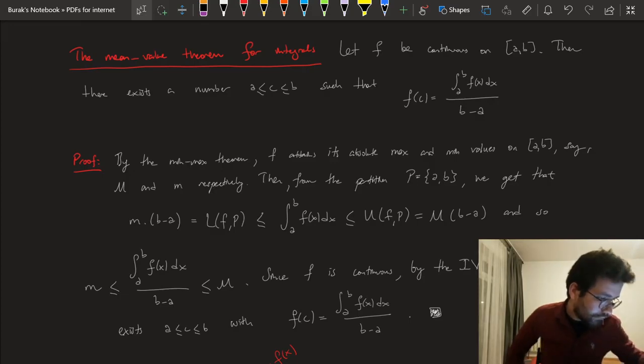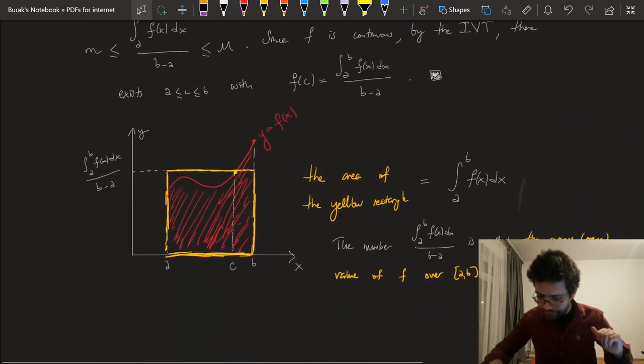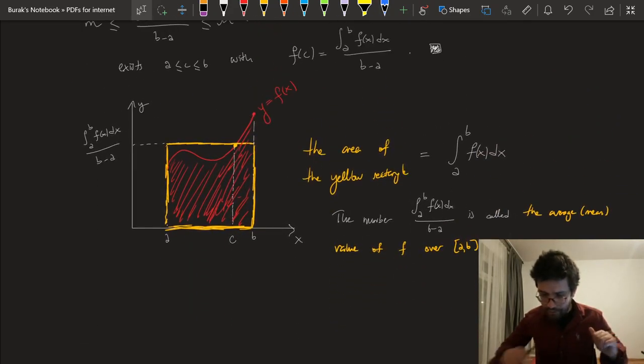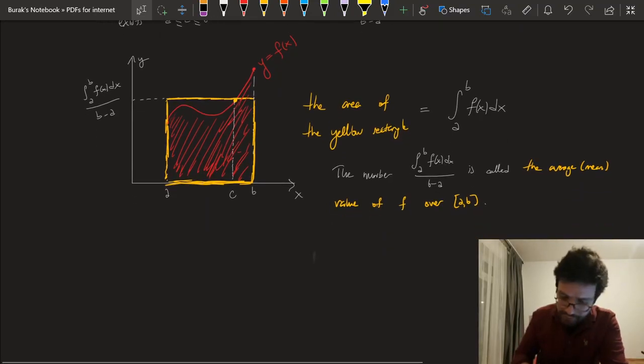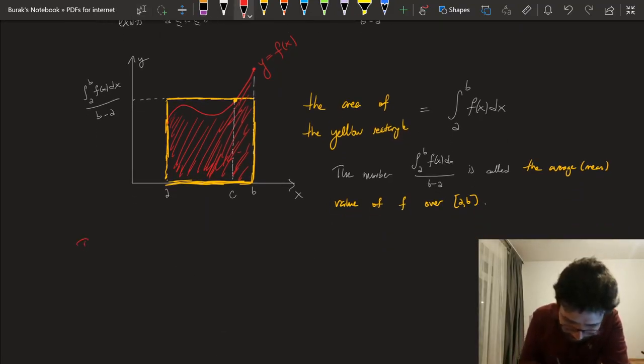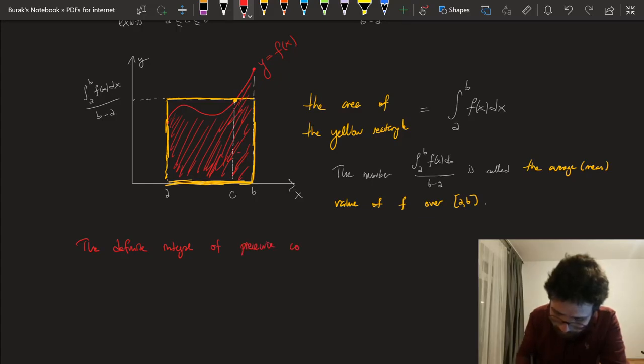So that's that, and let's move on. I'm going to write down one more definition, and then we're going to stop. The last definition of this section: the definite integral of piecewise continuous functions.